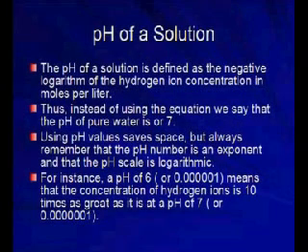Using pH values saves space, but always remember that the pH number is an exponent and that the pH scale is logarithmic. For instance, a pH of 6 really represents 0.000001. This means that the concentration of hydrogen ions is 10 times as great as it is at a pH of 7.